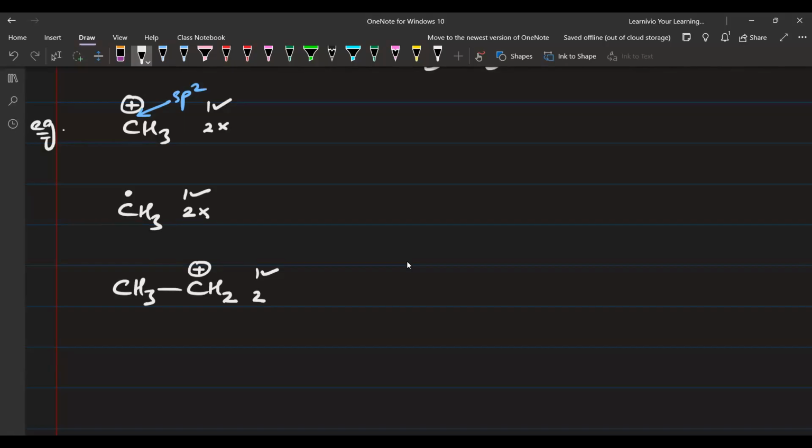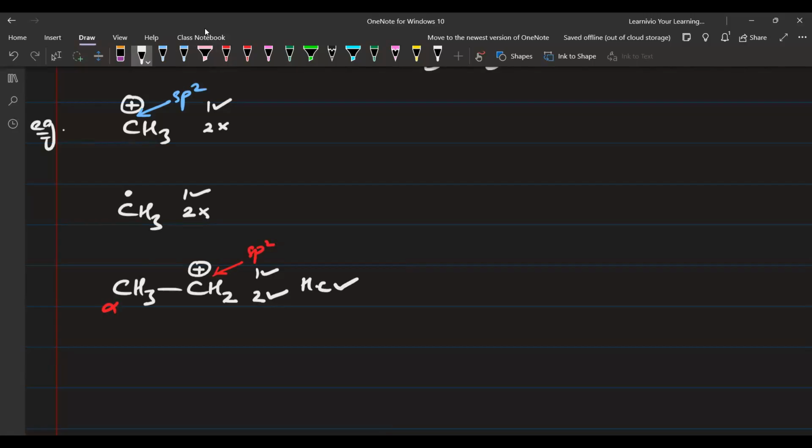Look. This is my carbocation, that is the sp2 carbon. Adjacent to it, we have the alpha carbon. Is this alpha carbon having hydrogen? Yes, this alpha carbon is also having hydrogen. So the second condition is also satisfied, so it is going to show hyperconjugation.